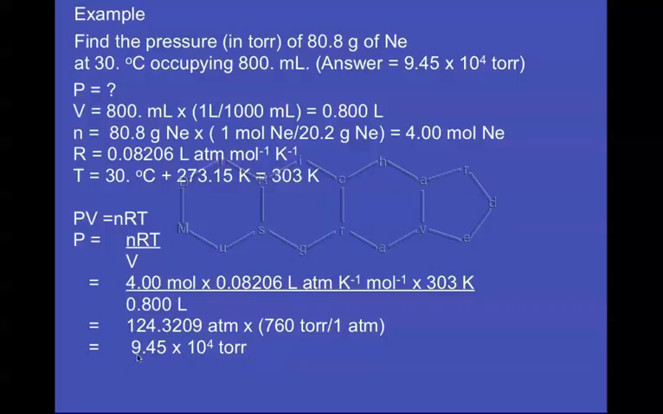The number of significant figures is based on the smallest number of significant figures in the multiplication, which is 3, which is why I come out to 9.45 times 10 to the 4th torr as my answer.